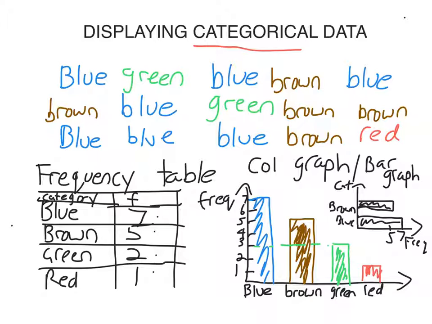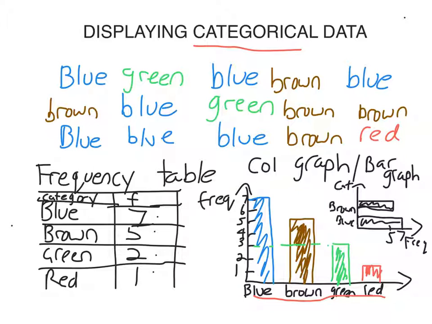So you need to be able to interpret bar graphs and column graphs, but that's pretty easy as well. We can see just by looking at the graph here that blue was the most common eye colour in this sample. Brown was the next most common, and red was the least common of all the categories that came up.